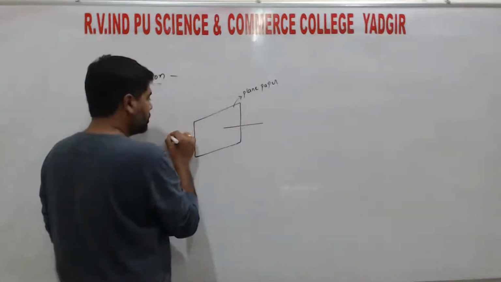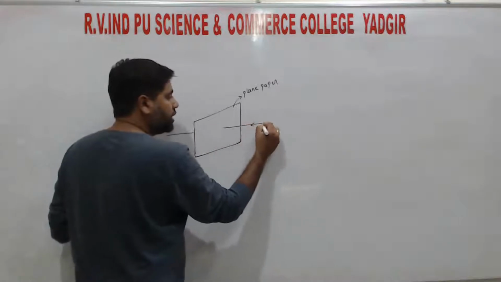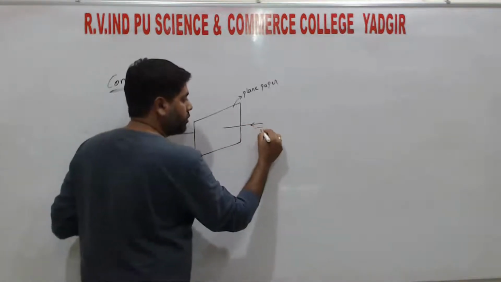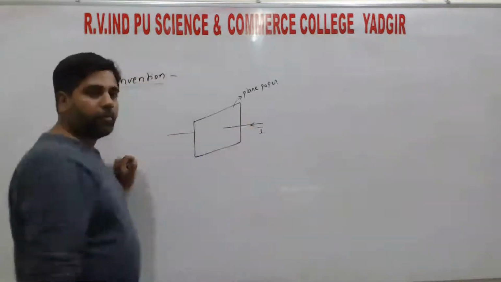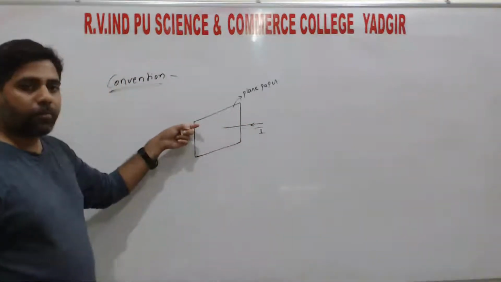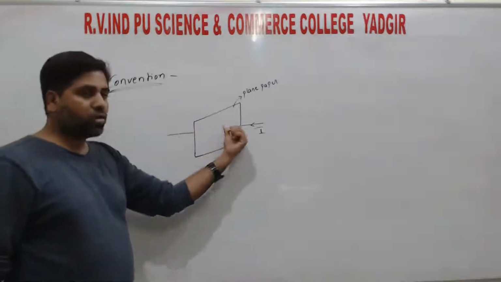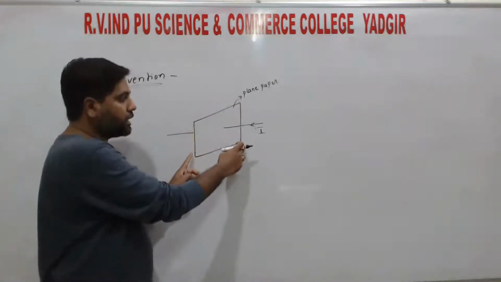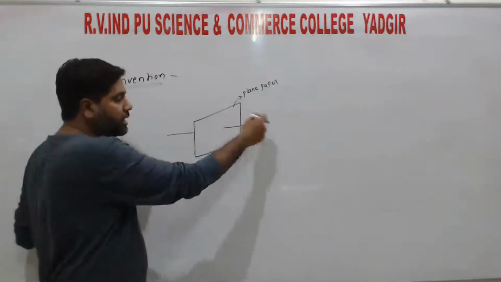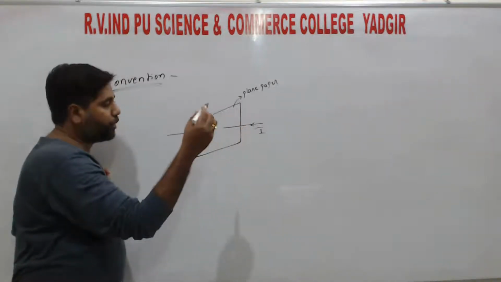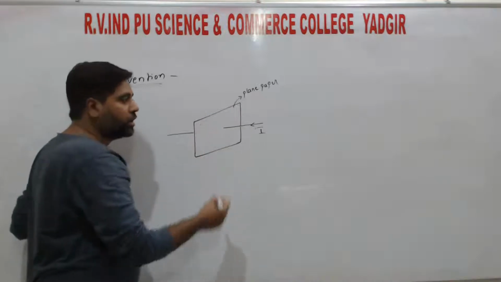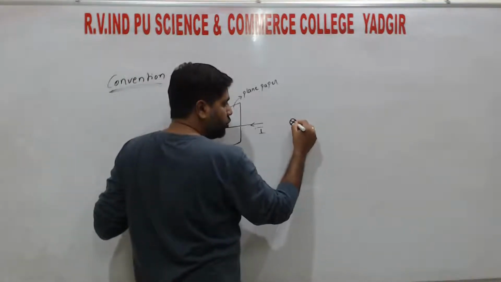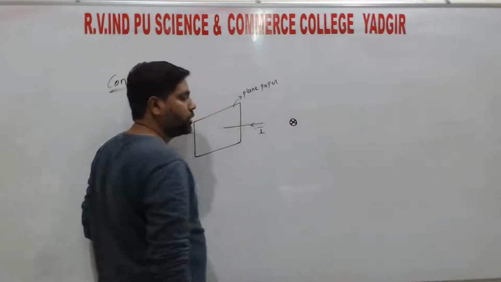So this is the conductor. Current I is flowing into the paper. Paper is just taken as a reference, considered as one plane. So if current is going inside the plane, we represent it by a circle with a cross mark, right?